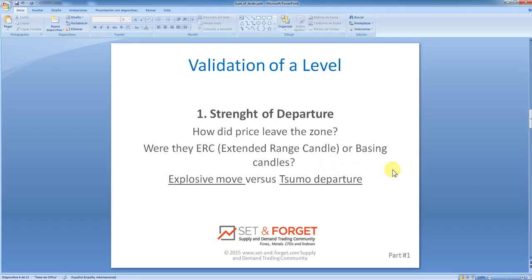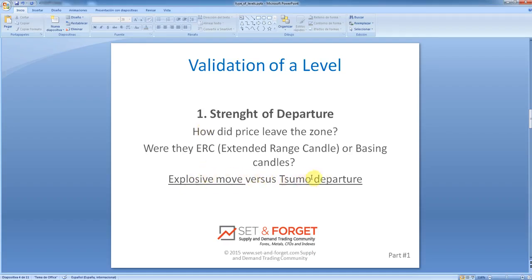So we'll start with the first one, which is, let's say, one of the most important variables, and that is the strength of departure. When we look at a chart, we have to always ask the same questions over and over again. The question we should ask when we look at the candles on any given chart is, how did price leave the zone? Was it an explosive move, or was it a slow move, like a sumo departure?